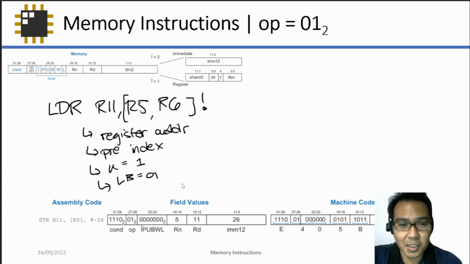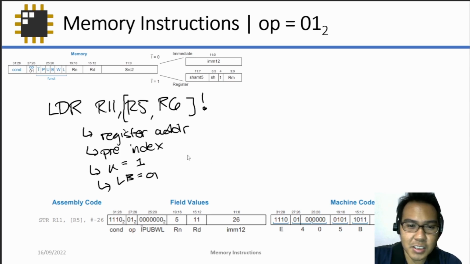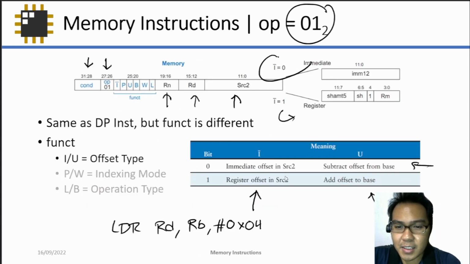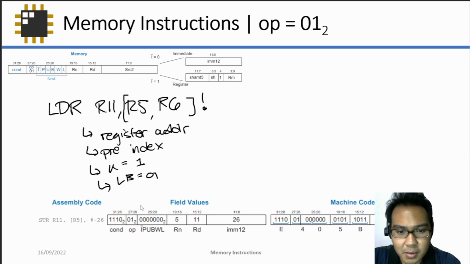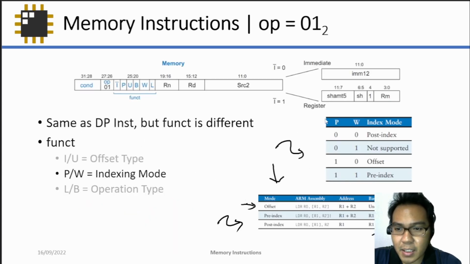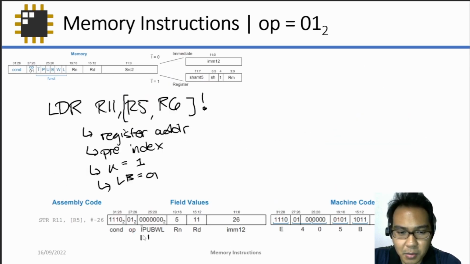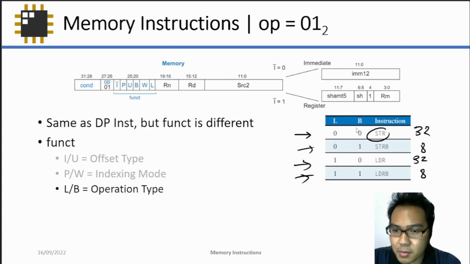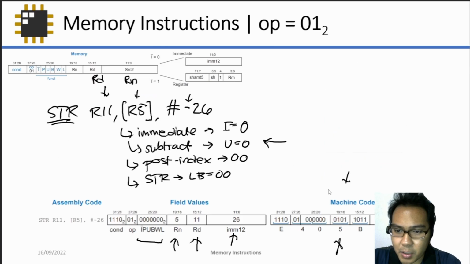Okay, so let's go look at the cheat sheets. Since it's register addressed, I is 1, and we add offsets from base, so I and U are 1. For pre-index, that's 1 and 1, so P and W are also both 1. B and L: B is 1, L is 0. Hope that's correct. Oh wait, no. L is 1 and B is 0.